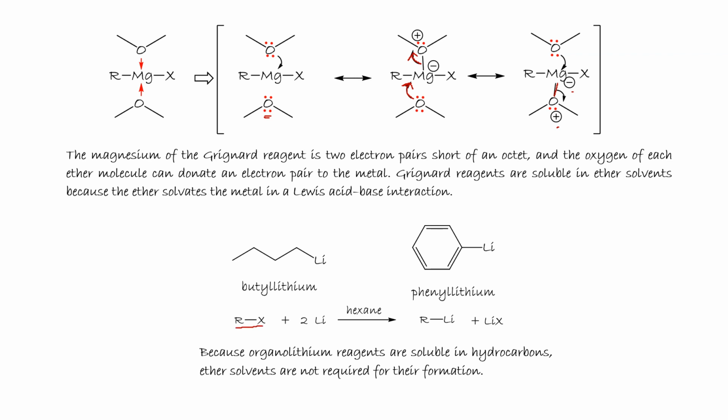Alkyl halide with lithium, in this case in hexane, because organolithium dissolves in hydrocarbons, forms R-lithium and lithium halide. Organolithium reagents are soluble in hydrocarbons. Ether solvent isn't required for this reaction.